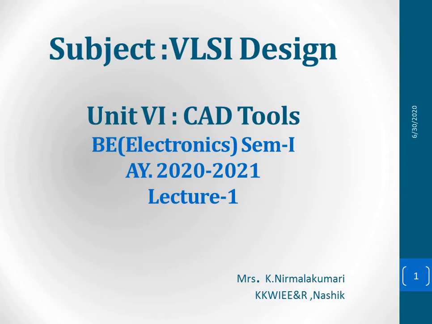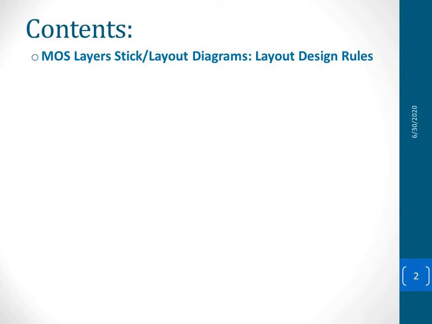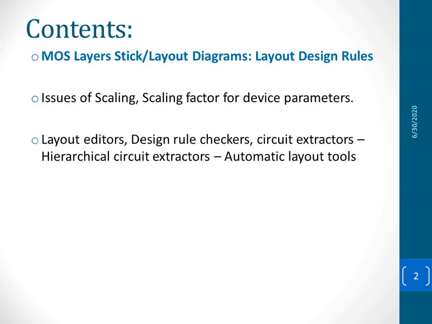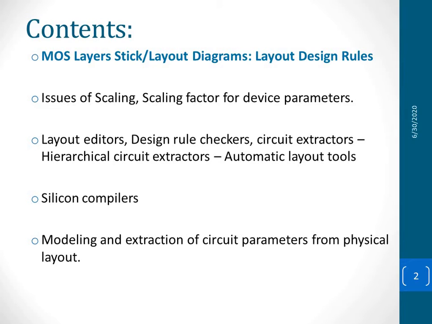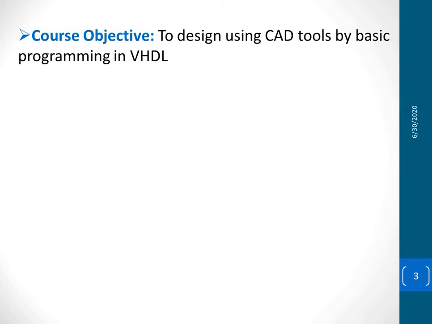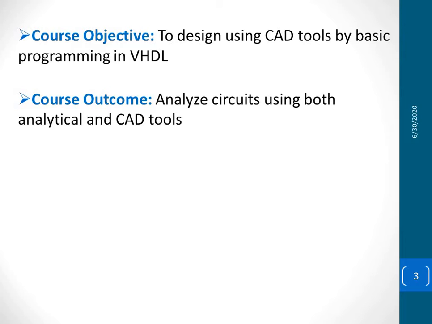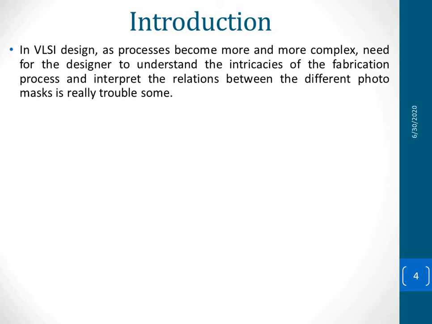We are looking at unit 6, that is CAD tools. The contents are MOS layer, stick diagrams, layout design rules, technology scaling, layout editors, compilers, and modeling and extraction of circuit parameters. So the objective of this course is to design using CAD tools by basic programming in VHDL, and after watching all the 6 videos of this unit 6, you will be able to analyze circuits using both analytical and CAD tools. First, let's see the introduction.